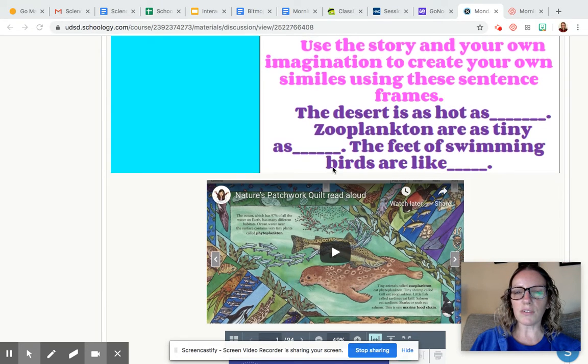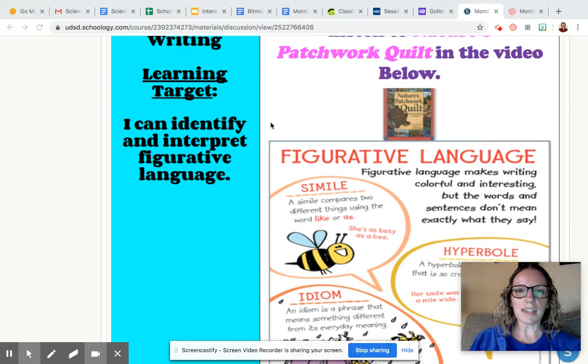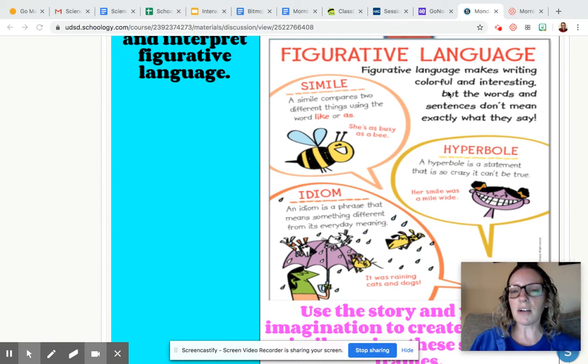I just wanted to go over our target with you real quick, just so we can go over again what figurative language is. Your target is I can identify and interpret, interpret means understand, what figurative language is. We have our anchor chart right here about figurative language, and we talked about this in class before, mostly when we were doing our poetry, when you guys were writing your poems.